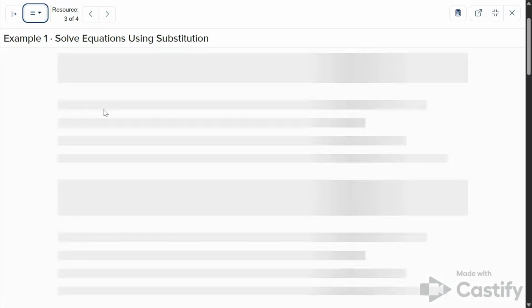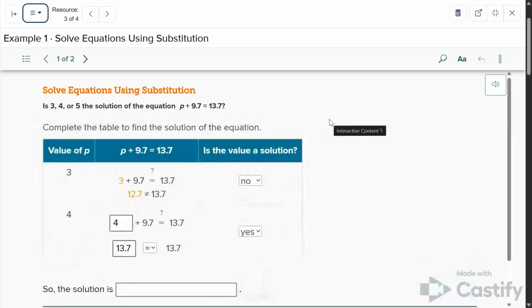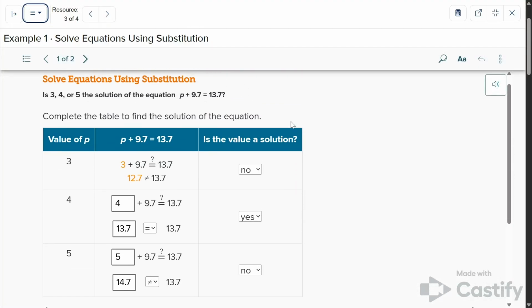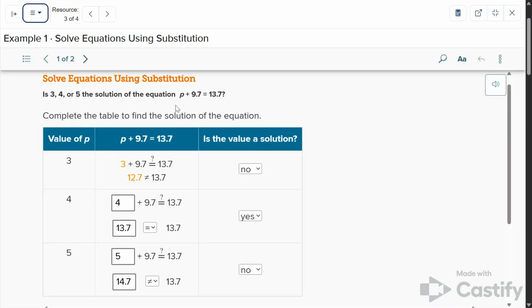So here is example 1. We're just going to use substitution. It looks like these are all already filled in from the last time I taught this lesson, but let's just go ahead and go with it. This is the table version. They're going to just substitute it in. Here's the equation: P plus 9.7 equals 13.7. We're trying to solve for P, to figure out what P is, and they're giving us three choices: 3, 4, and 5.